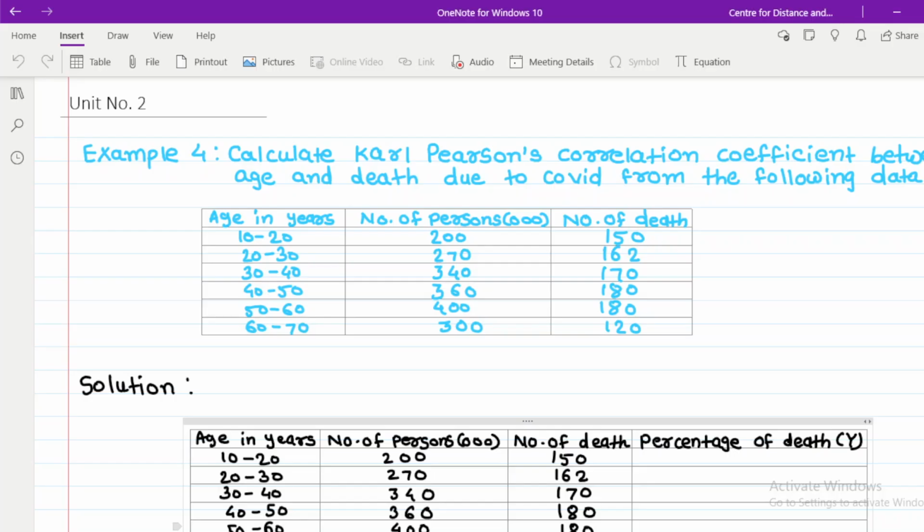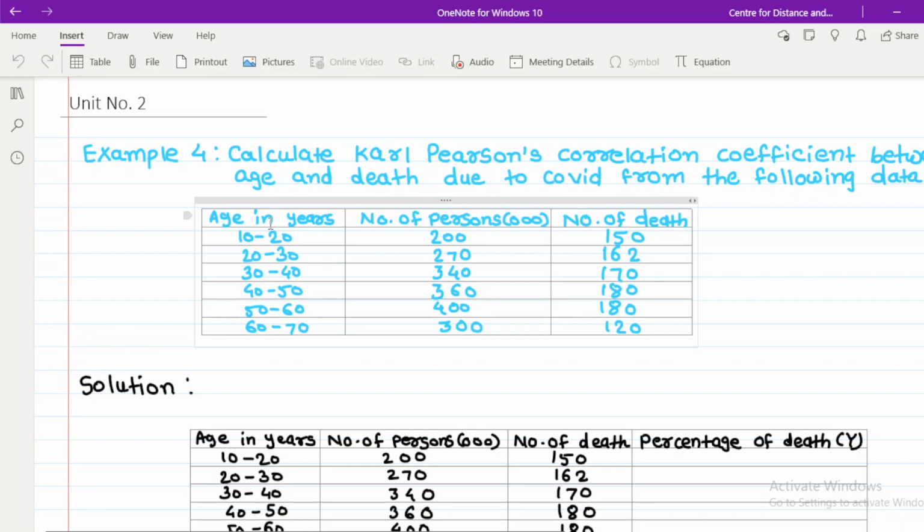Today we are going to learn example 4, that is, calculate Karl Pearson's correlation coefficient between age and death due to COVID from the following data. Here in the first column there are some ages in years and their number of persons in thousands, and in column number 3 there are the number of deaths.